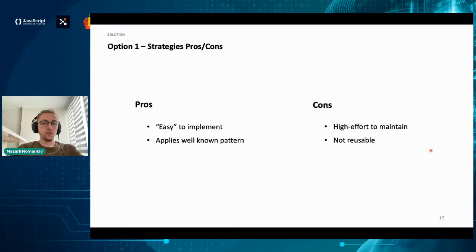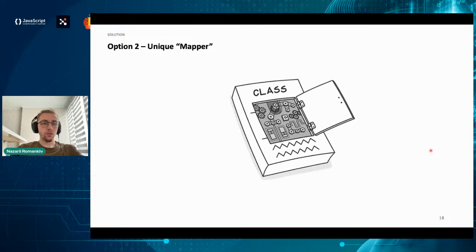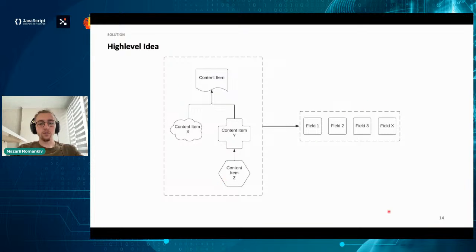So that leads us to a second option called unique mapper. That's how I call it, right? Some kind of really high-tech class that could map anything from a big ball of mud to a list of fields.